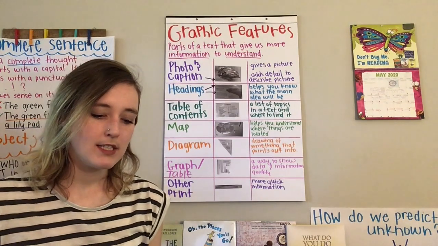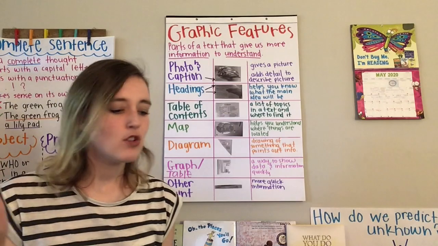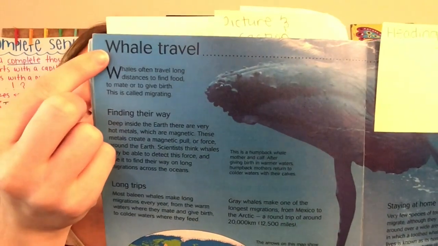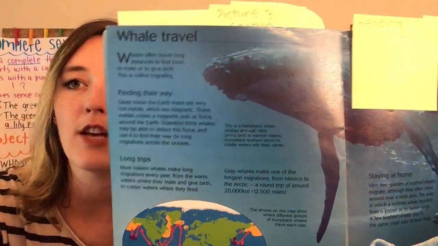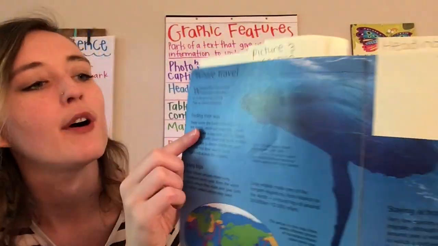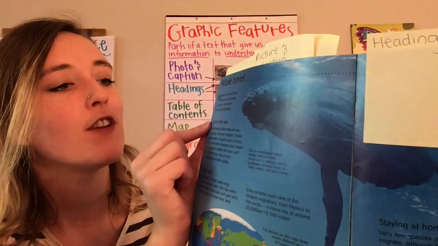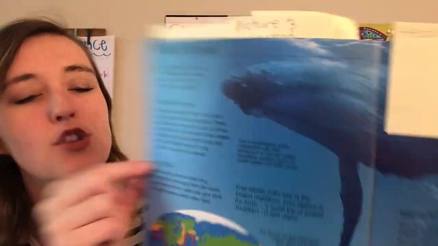All right, the next thing we're going to talk about is headings. Headings are found usually at the top of the page, but they can be found periodically throughout the page. So here is a page right here. The first heading is called Whale Travel. So this whole page is going to be about how whales travel. We also have some subheadings right here. The subheading for this one is Finding Their Way, and then this one is Long Trips.